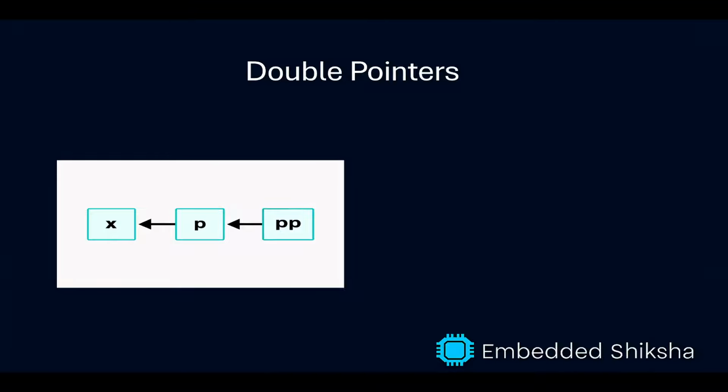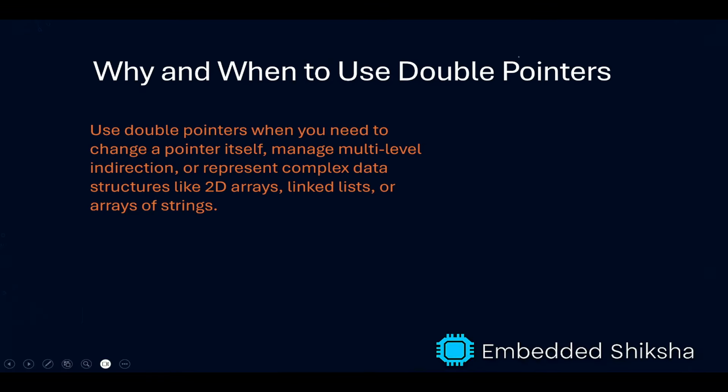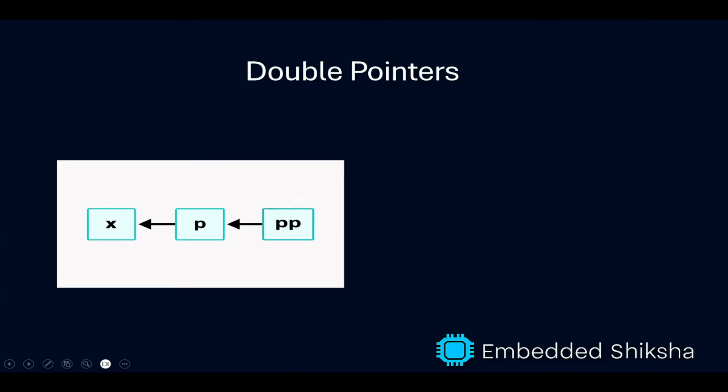I will explain this with an example. Let's say I have declared one integer variable x which has the value 100. Now I declare a pointer p which is going to hold the address of my x variable. Now I want to hold the address of this pointer itself. So as I said, we need to use a double pointer here.